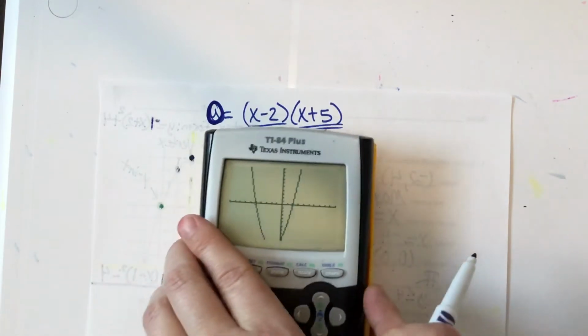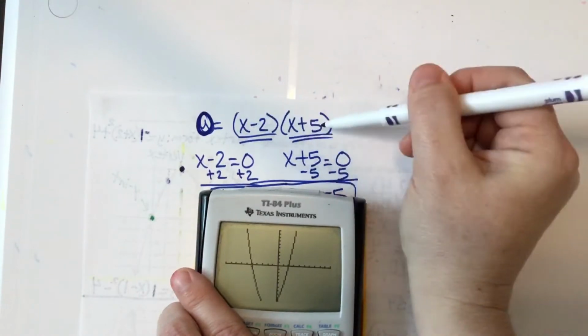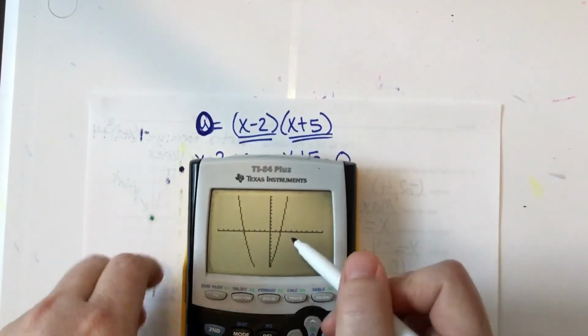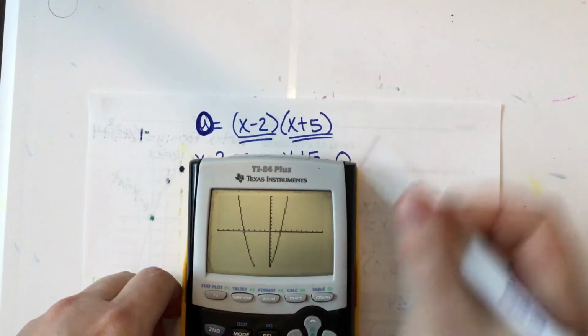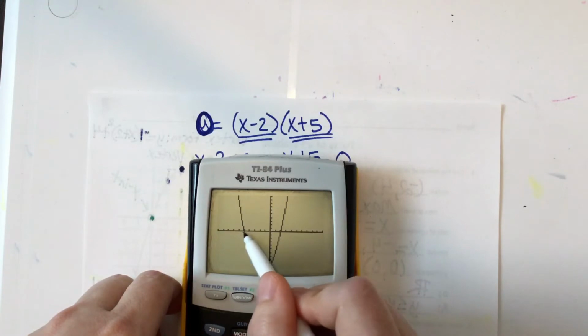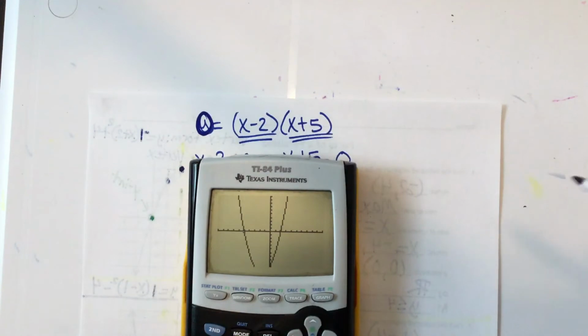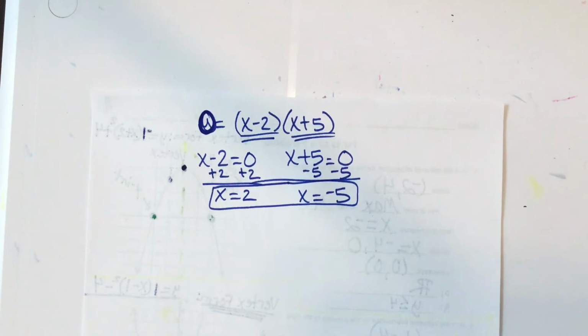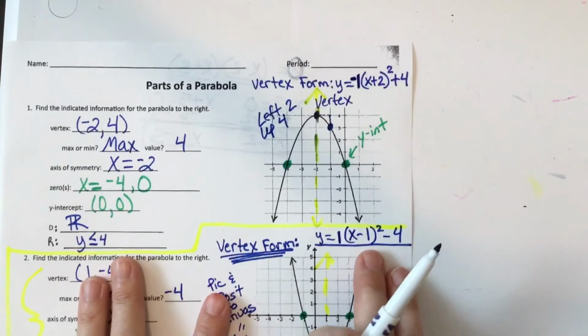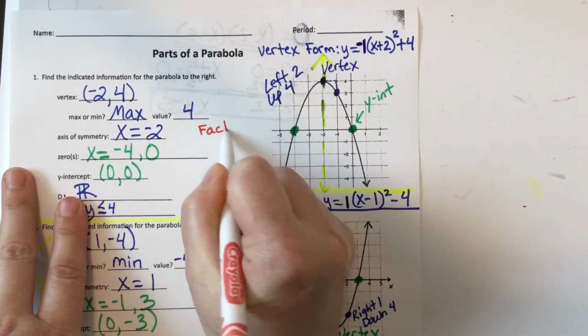Okay, so what we're going to do today is go backwards. You're going to see the picture and then write the factored form. So if it touches at a positive 2, you're going to write x minus 2. If it touches at a negative 5, you're going to write x plus 5. So the factors are always going to be the opposite. Okay? So I want to show you what I mean. So I'm going to go to these two problems, and I'm going to do these in factored form.